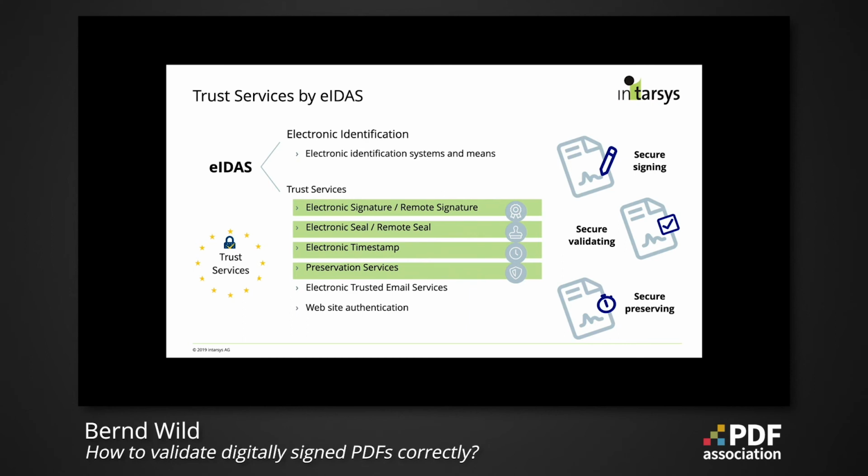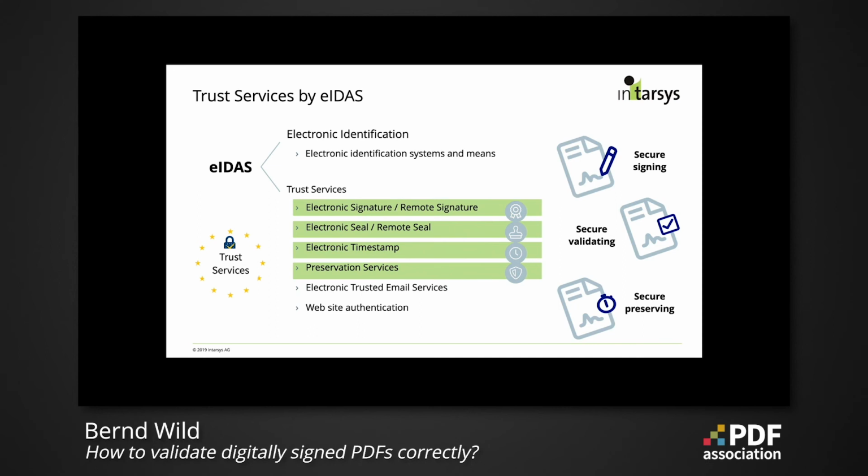From the trust services defined by eIDAS, we focus on the first categories of trust service: electronic signatures or remote signatures, as well as the electronic seal or remote seal, the electronic timestamp, and last one, the preservation services. We don't offer products for electronic trusted email services or website authentication. This is outside of our scope.